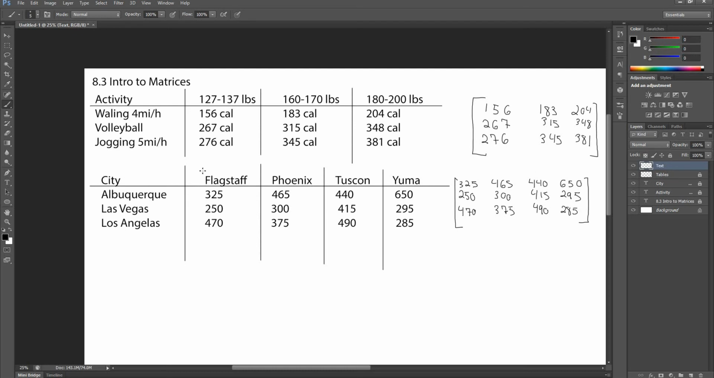So I just removed the headings, you could say, from my tables and just turned them into an array of numbers, which is known as a matrix.